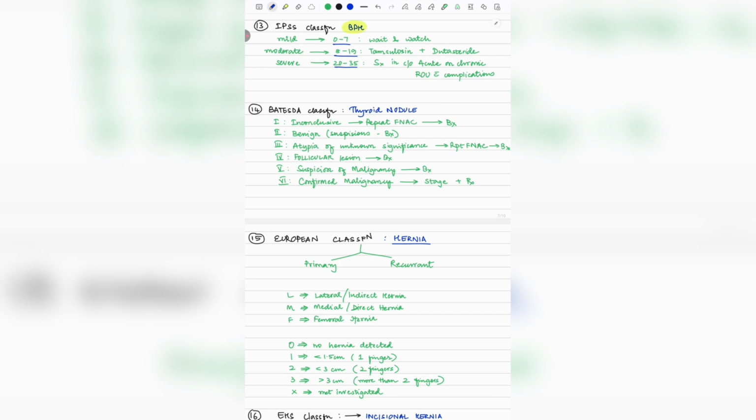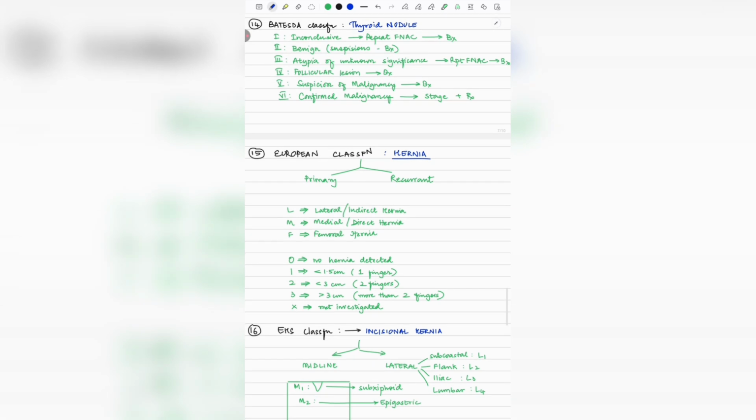If it is 8 to 19, you're going to give tamsulosin and dutasteride. If it is 20 to 35, very severe, we are going to do the surgery in case of acute or chronic retention of urine with any of the complications present. Okay, next we are going to do the Bethesda classification.